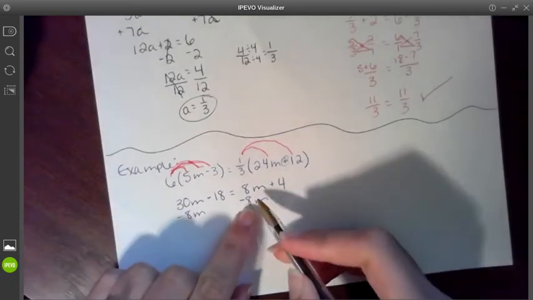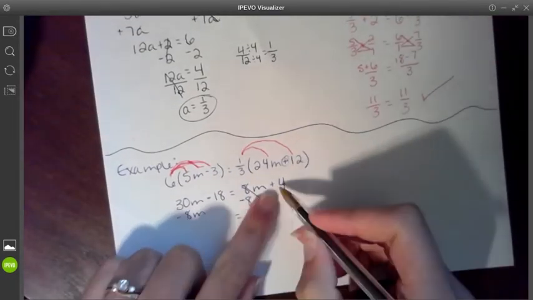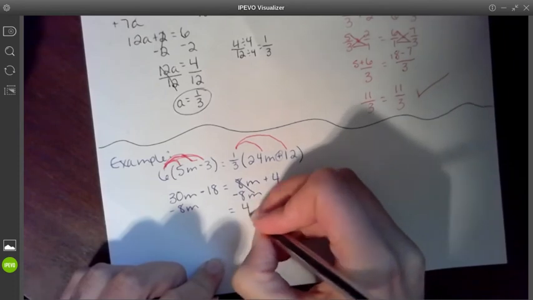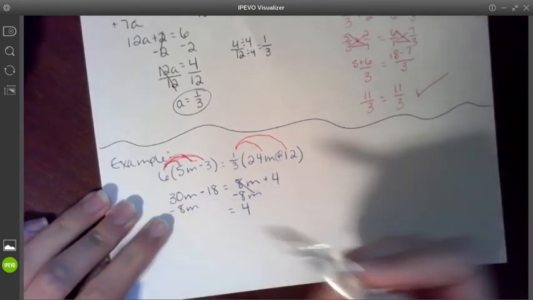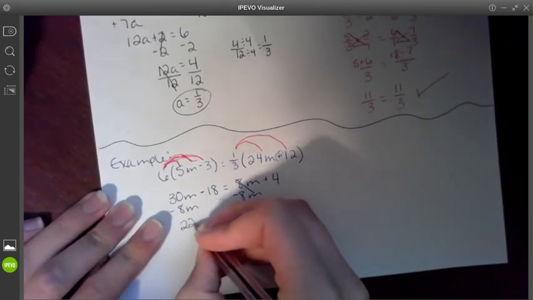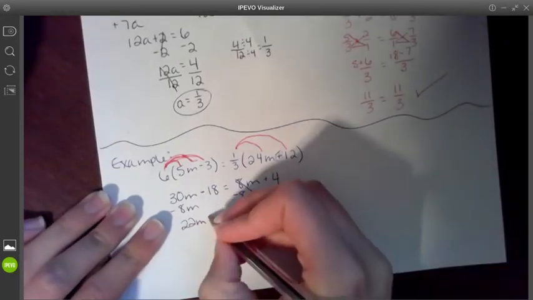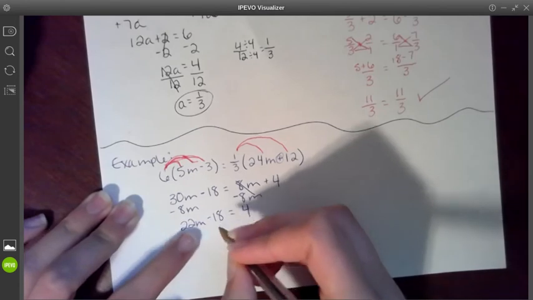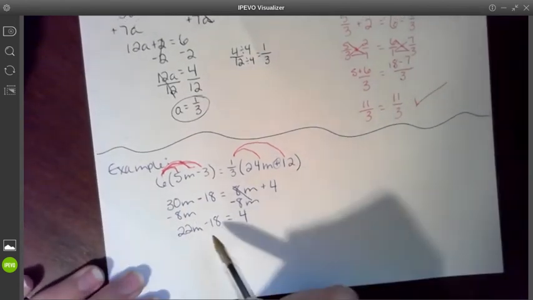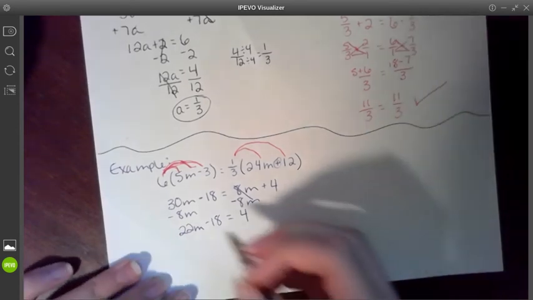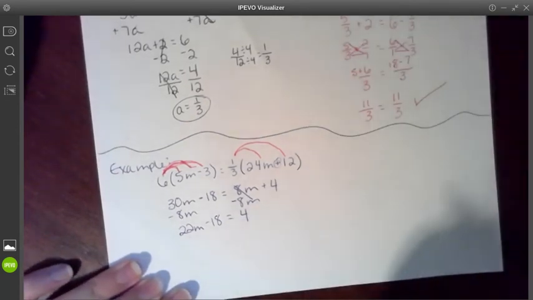All right, so I subtracted the 8m, so these would cancel, and I'm left with the positive 4. Over here, 30m minus 8m, that'd be 22m. We still have minus 18. These are not like terms, so it's as simple as we can get that. Now we're just trying to get m by itself. Do our order of operations backwards.